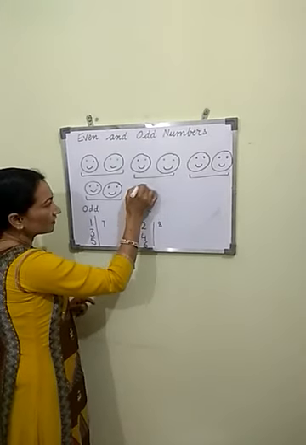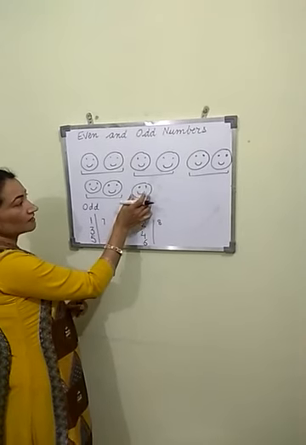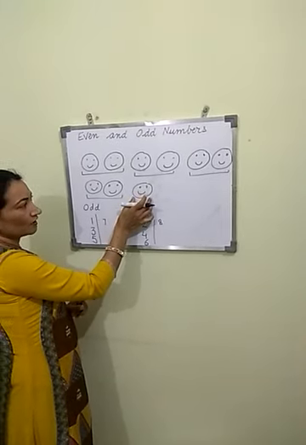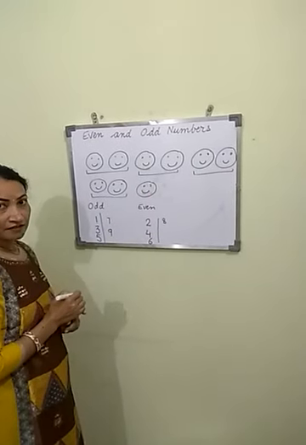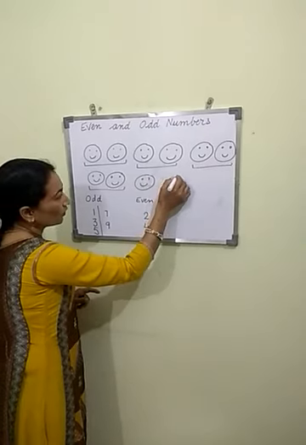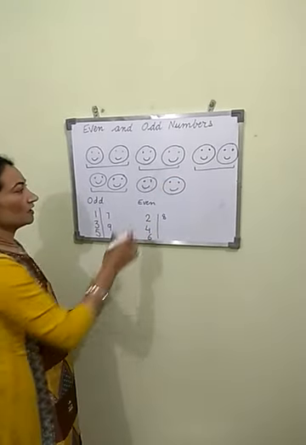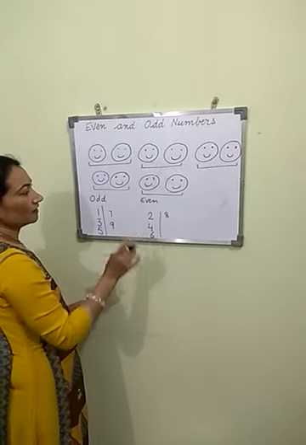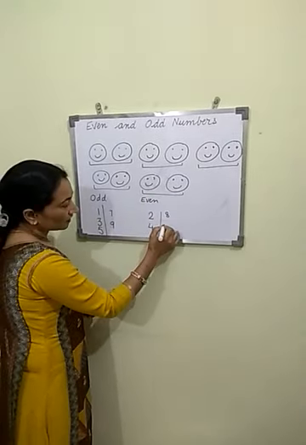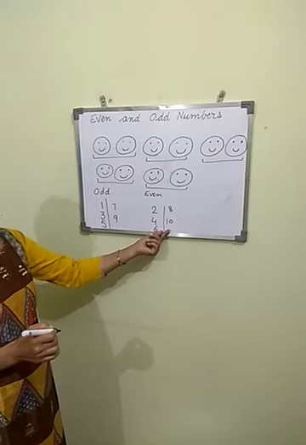Now Mr. 9 comes. He is alone, so feeling odd. He will go in odd numbers. Now, next Mr. 10 comes, making a pair with 9. Now they have a pair and they are happy. So 10 will come in even numbers.